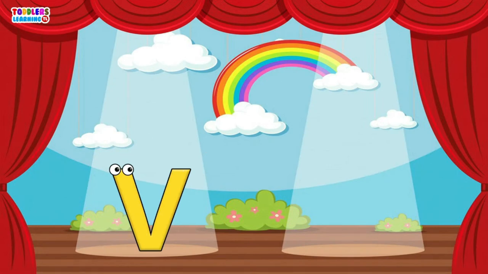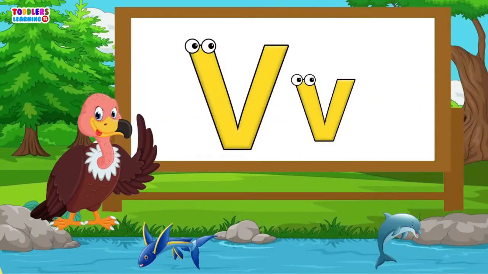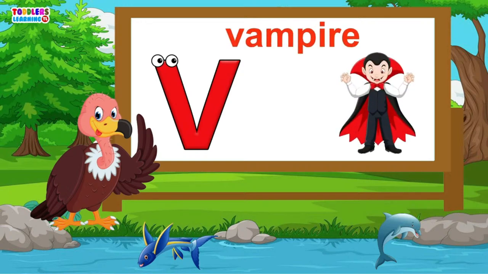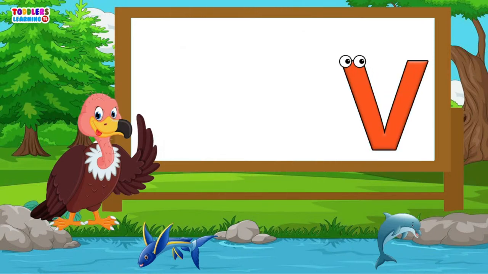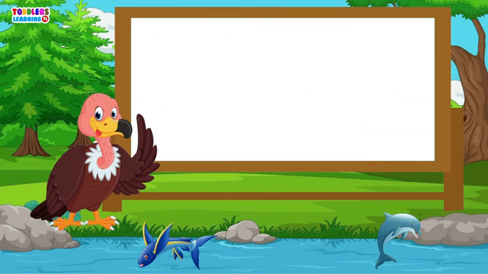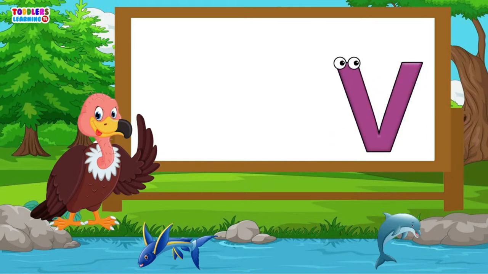This one is uppercase V. This one is lowercase V. Today we will learn different words that start with letter V. V. The sound of V is V. V for vampire. V for vase. V for vet. V for van.